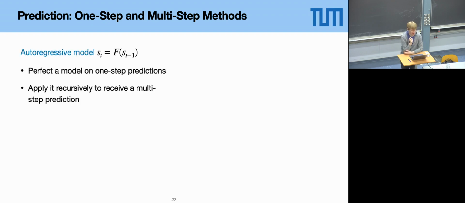Let me remind you nevertheless of their functional form. What we do in autoregression is we train a model and input the last state of the system, and we get as output the new state of the system. Practically, we perfect a model on one-step predictions, and then we apply it recursively to receive a multi-step prediction.